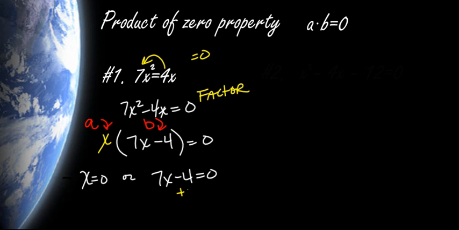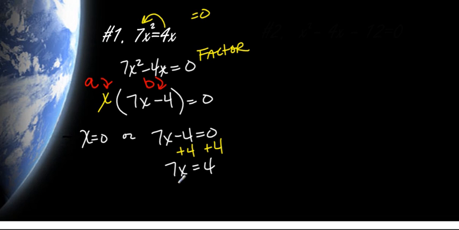This goes back a long ways. We need to add 4 to both sides, and you get 7x equals 4. When you divide by 7, you get x equals 4 sevenths. So to solve this particular equation, x can equal 0 or 4 sevenths.